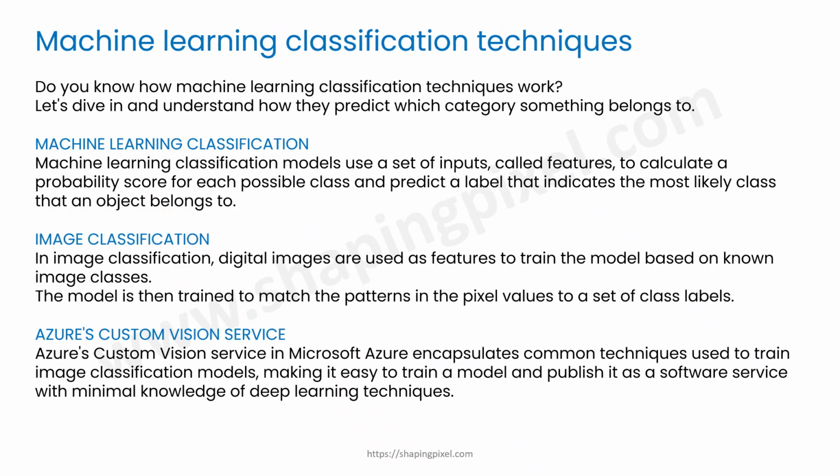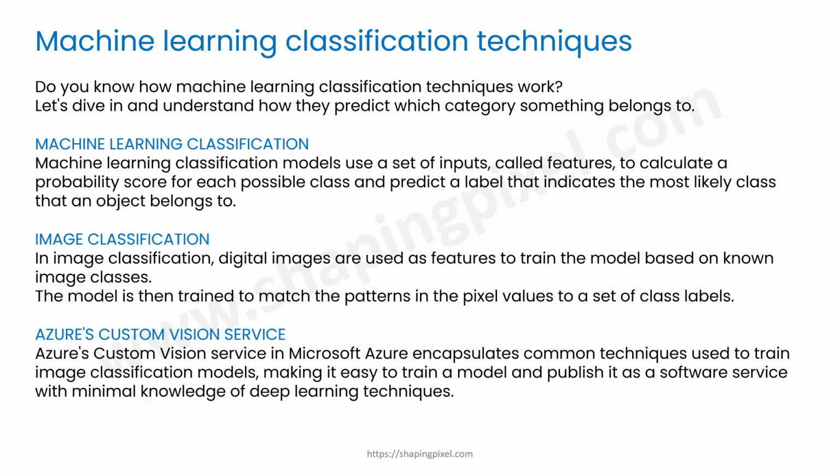Do you know how machine learning classification techniques work? Let's dive in and understand how they predict which category something belongs to. Machine learning classification models use a set of inputs called features to calculate a probability score for each possible class and predict a label that indicates the most likely class that an object belongs to.